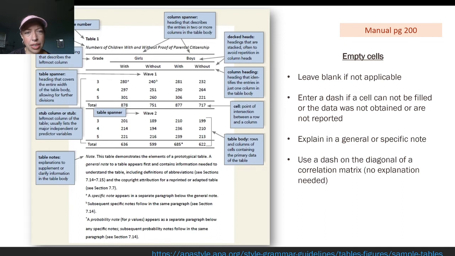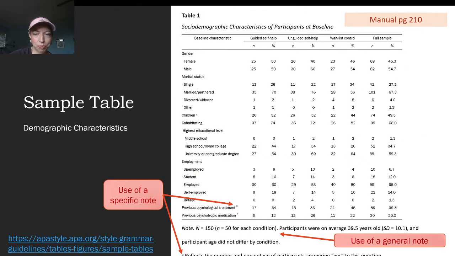Now, empty cells. If you have a cell in your table that is not applicable, we leave it blank. However, if we were unable to gather some information, that's where we use a dash. So here's another table. This table has both a general note and a specific note.